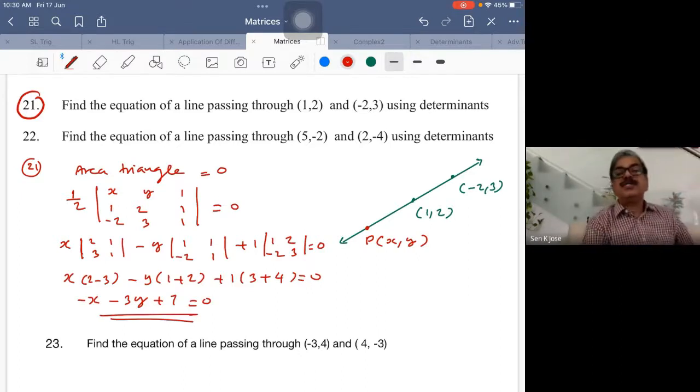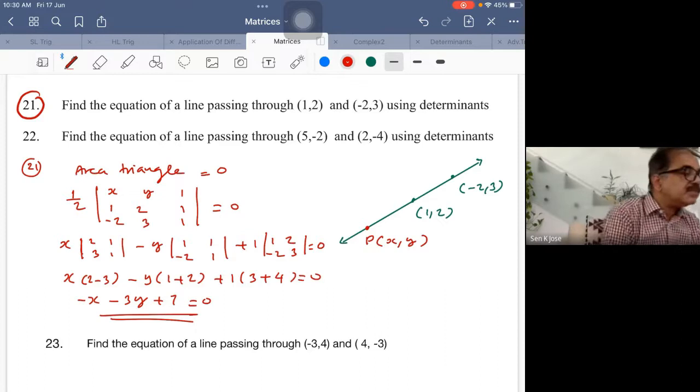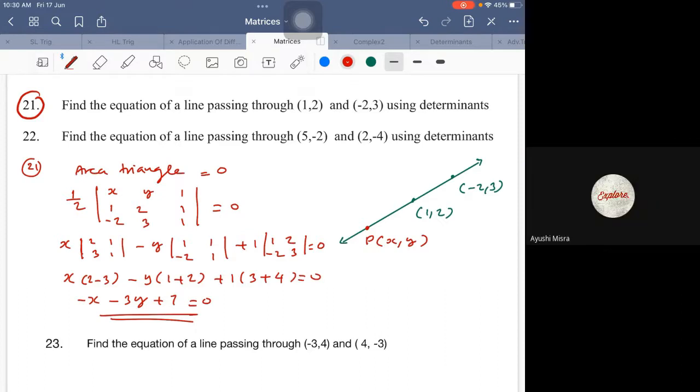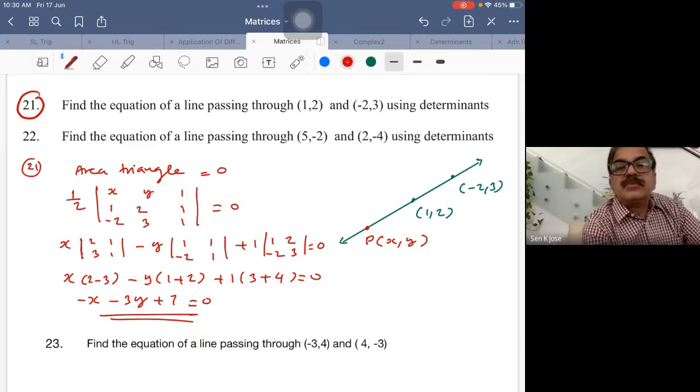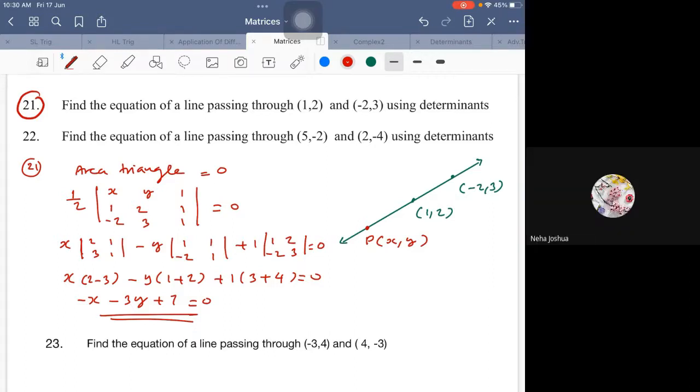Okay. What's the equation you got? Is it the same? Yes, sir. Pranavi, did you get the same answer? Yes, sir. Okay. Everybody finish? Neha? Yes, sir. Done. Okay.